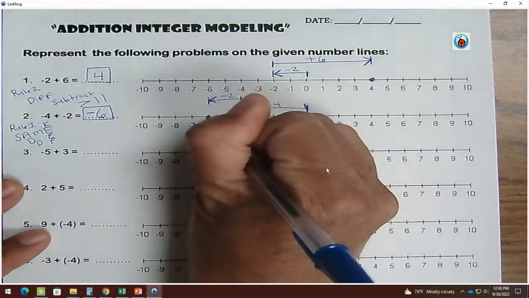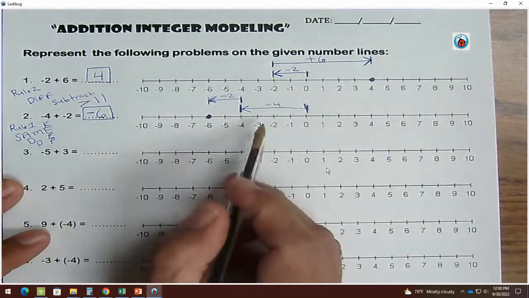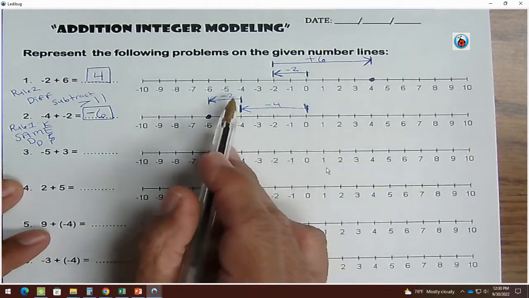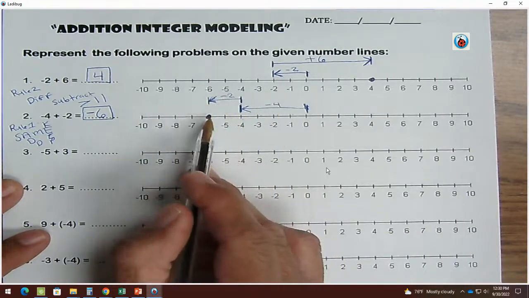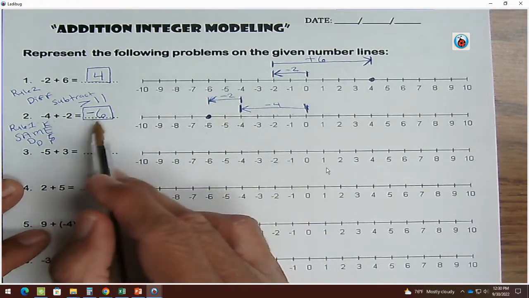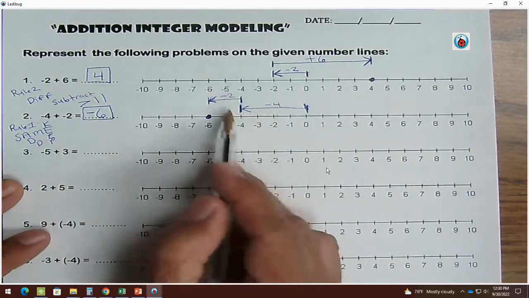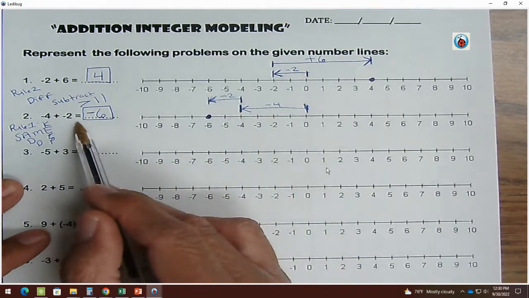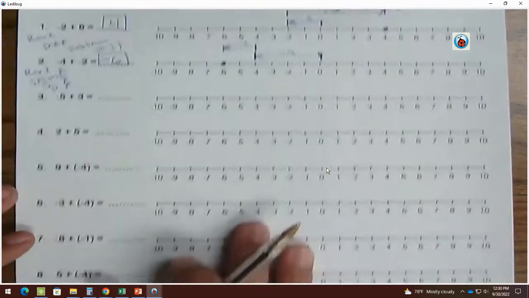So I'm going to put here my graph, and it should match. Your last direction should take you to your final answer. And if it doesn't, then that means that you did something wrong, either on the modeling of the graphing or on the actual work. Let me do number 6.